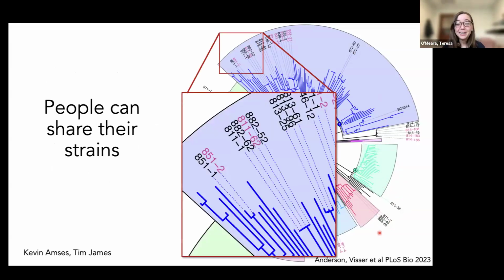We also see that some people can share their strains. Here we have student 811 and student 882, and these are these 4 isolates. Based on the branch length, we can say that these strains are highly related to each other. And it's very likely that these students are sharing their Candida albicans. Maybe they're in the same lab group, maybe they're roommates. But it's clear that they can be transmitting strains between each other as well.